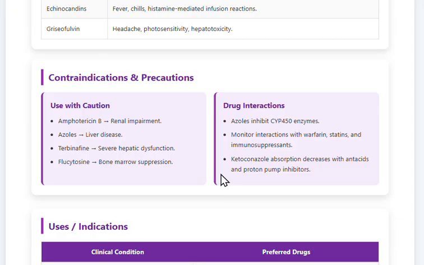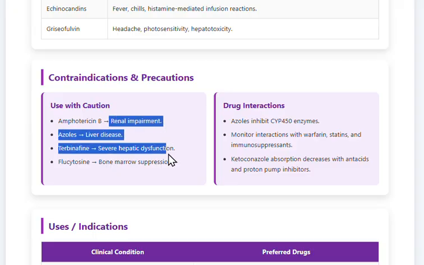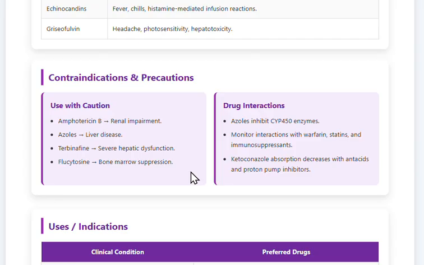Let's review the major contraindications and precautions. Amphotericin B should be used cautiously in patients with pre-existing renal disease. Azoles require caution in individuals with liver dysfunction. Terbinafine is generally avoided in severe hepatic disease. Flucytosine should be used carefully in patients with bone marrow disorders because of its myelosuppressive effects. Always evaluate liver and kidney function before initiating prolonged antifungal therapy.